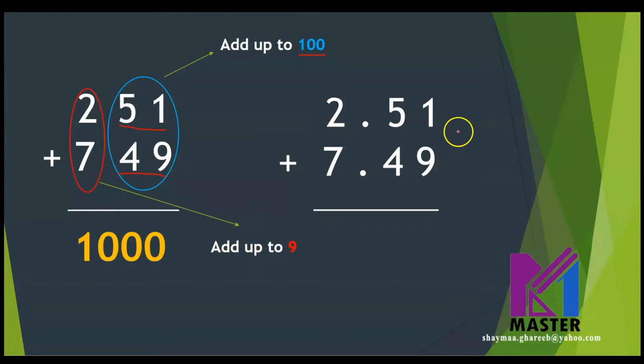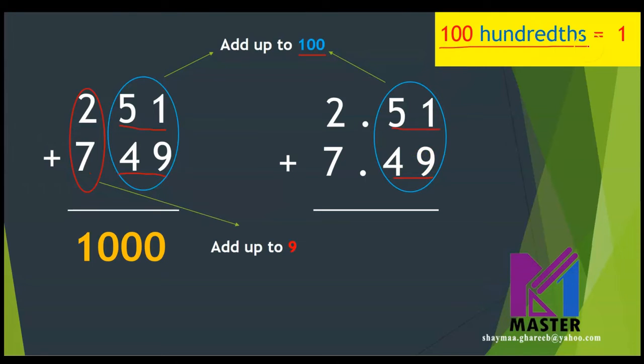Now let's look at the decimal number here. I have 2 and 51 hundredths, 7 and 49 hundredths. So I'm going to follow the same steps exactly. So 51 hundredths and 49 hundredths add up to 100 hundredths, which is one whole. So in the slides before, we talked about that 10 tenths equals number 1. And here we say that 100 hundredths equals 1.